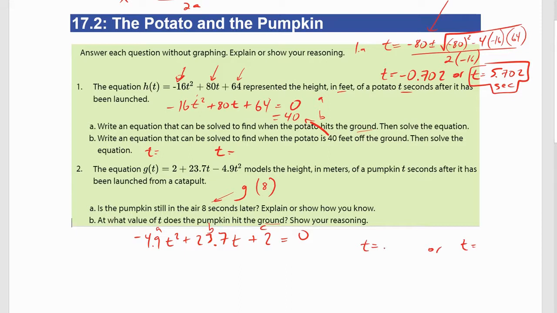All right, so hopefully you tried. You got this, right? Or you got 4.92. Okay, so that's seconds. The only real answer that would work in the real world is that one. All right, so let's move on.